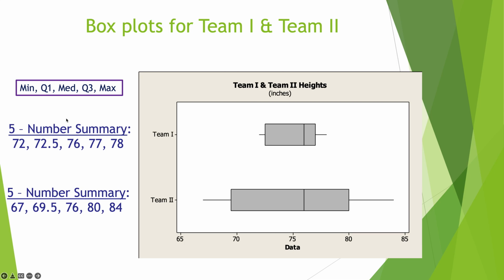So we did this five number summary on team one, and we came out with a minimum of 72, and then 72 and a half was the first quartile, 76 was the median, 77 was the third quartile, and 78 was the max. And if you look at this box and whisker plot, the values are down here for the data. If you look at this plot, it shows you that this data is very condensed and packed.